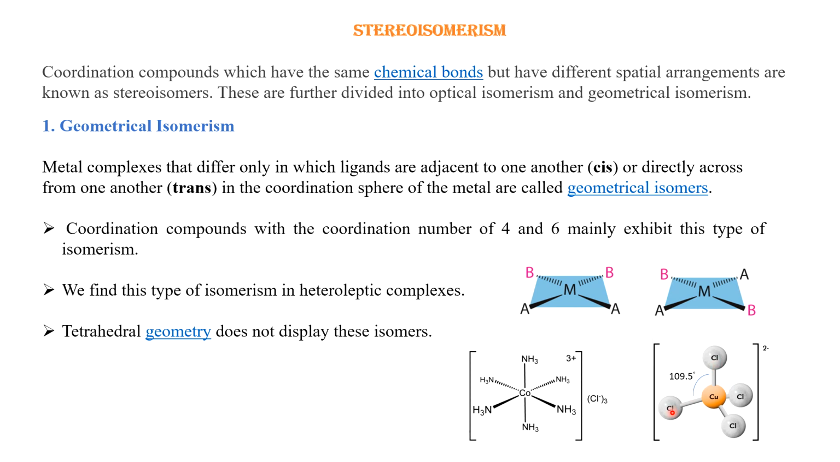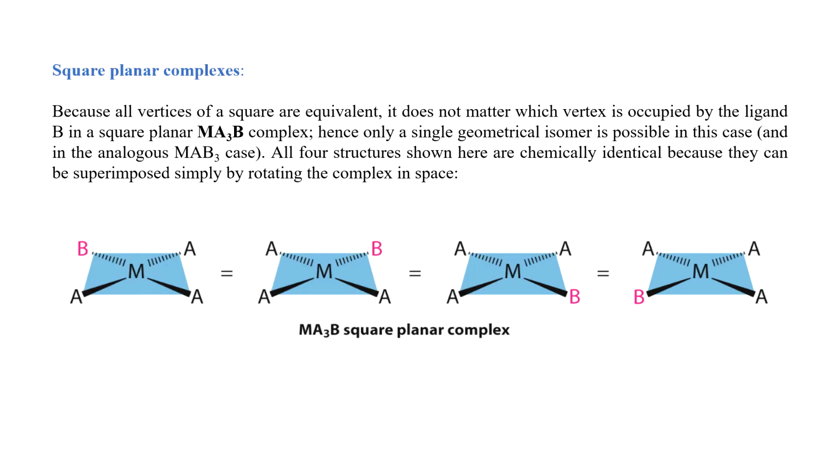That means all ligands are cis to each other. So they can always stay in cis position. They can never have a trans position, a trans isomer. That's why geometrical isomerism is not applicable to tetrahedral complexes. Okay, so I hope you understood these points.